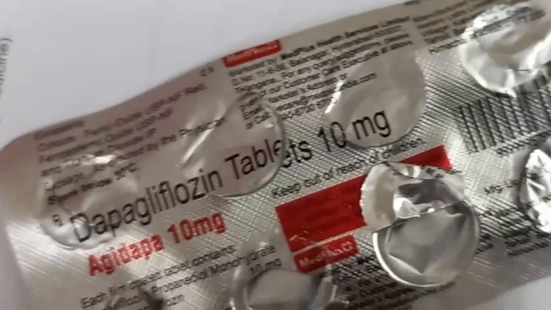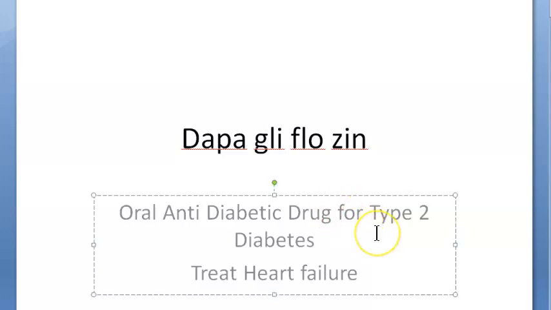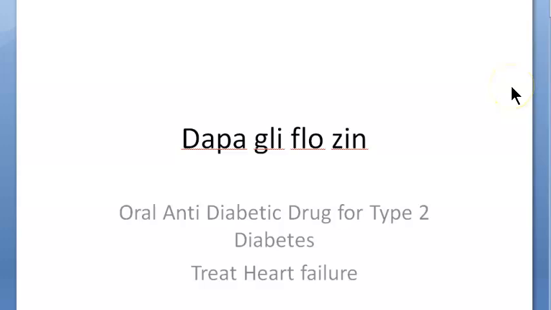So look at this, Dapagliflozin. It comes as 10 mg. Did you observe that? Dapagliflozin tablet 10 mg. This is oral. So Dapagliflozin is an oral anti-diabetic drug for type 2 diabetes. It is also used to treat heart failure because it has a protective action on the heart.